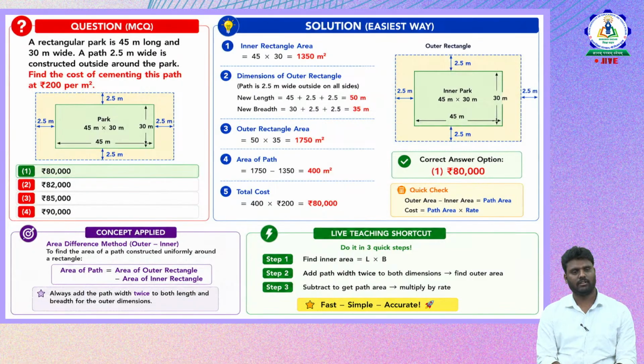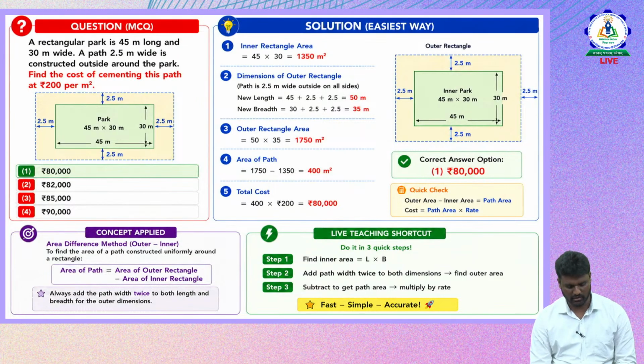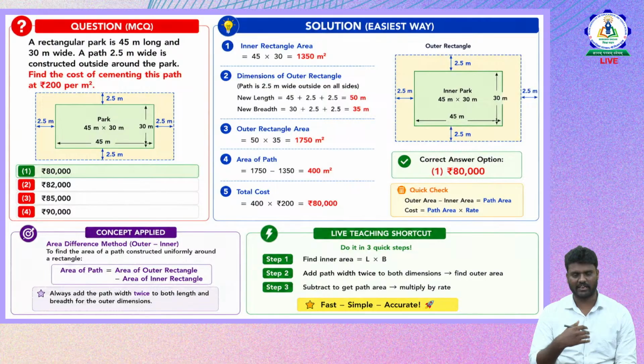So what they have given is a rectangular park, with the length and the breadth given. Let us see which option is the correct one. Option 1 is 80,000 rupees, option 2 is 82,000 rupees, option 3 is 85,000 rupees, option 4 is 90,000 rupees. Now in the inner rectangular area, the length given is 45 meters and the breadth 30 meters, before extending the path.